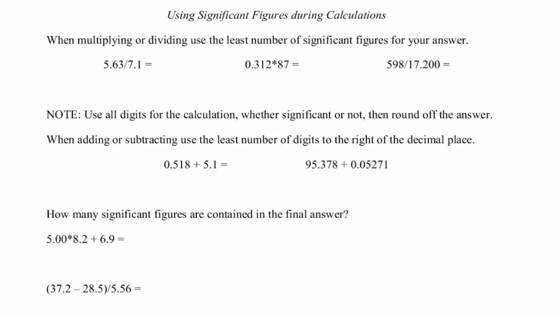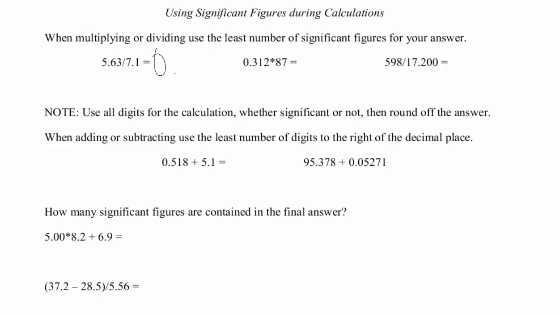So 5.63 has 3 significant numbers, and 7.1 has 2 significant numbers. So our final answer, we want to have the least significant figures. So that's going to be 2. Your final answer should be 0.79. So for our next problem, we see that our first value has 3 significant figures, and our second value has 2 significant figures. So again, our final answer should have 2 significant figures. This will give us the answer of 27.